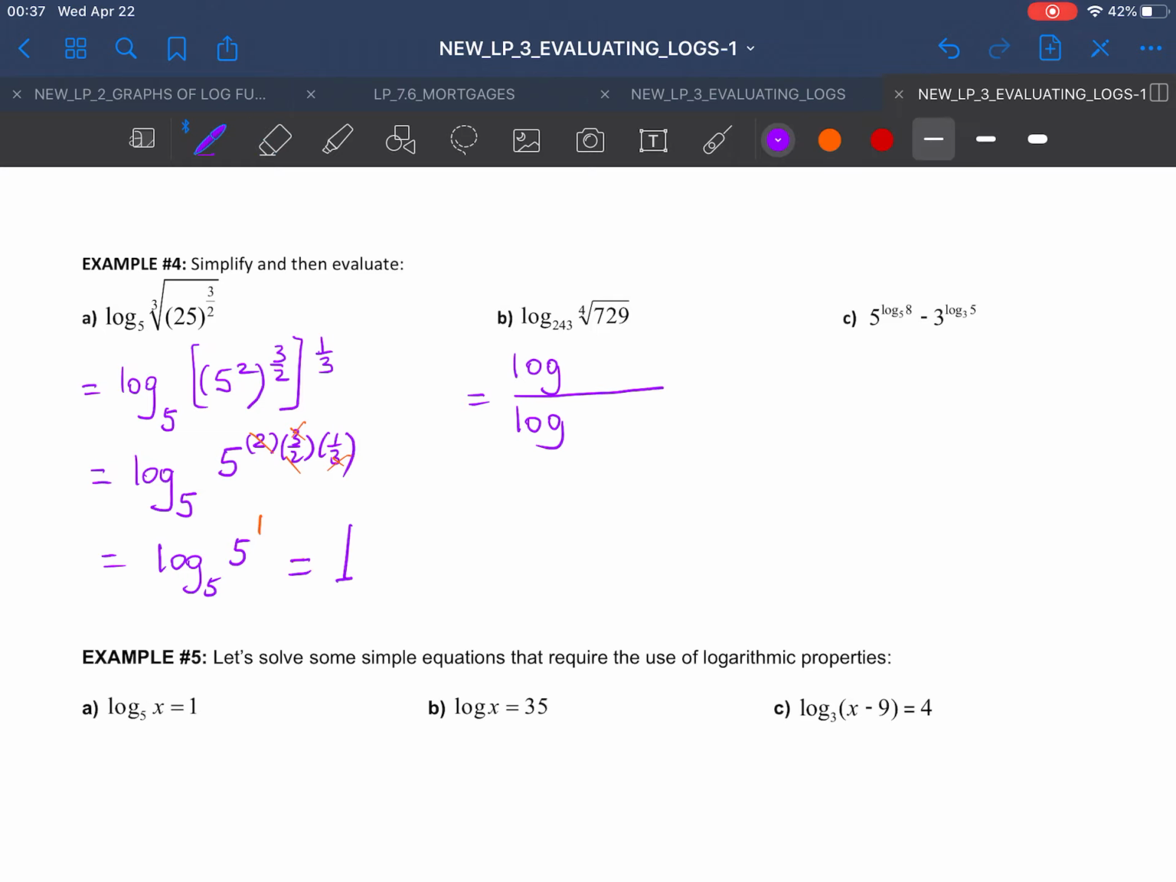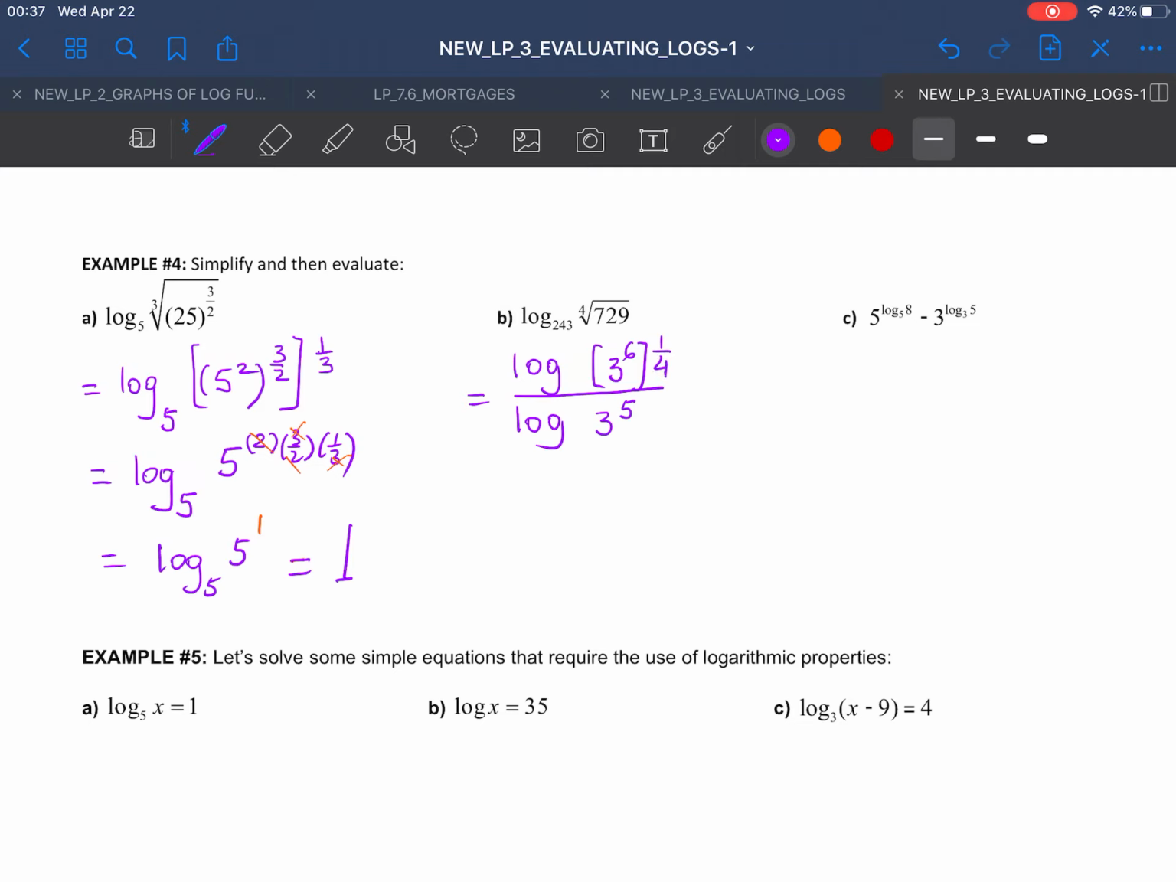And let's think about what exponential numbers can make 243. So we just saw 243, that's 3 to the power of 5. So I'll write that down here. I always start with the easier numbers, right? And 729, we know that that's 3 to the power of 6. So it also has the 4th root in here, so that must be also to the power of 1/4.